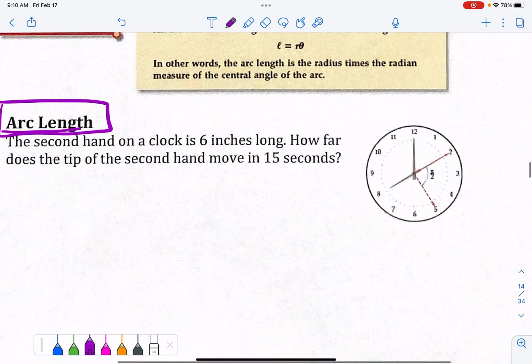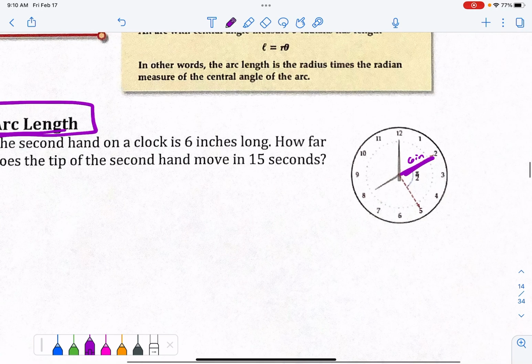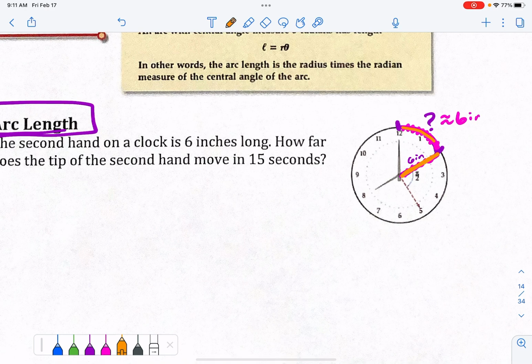It says the second hand on a clock is 6 inches long, okay? So this is my second hand right here, and this is 6 inches. How far does the tip of the second hand move in 15 seconds? So we're going from here to here, and they want to know this distance, okay? I know that this distance is 6, but I'm trying to find this distance, okay? Those look pretty comparable, so this one might be approximately 6 inches, right? This distance looks like it may be about the same as that distance, right?